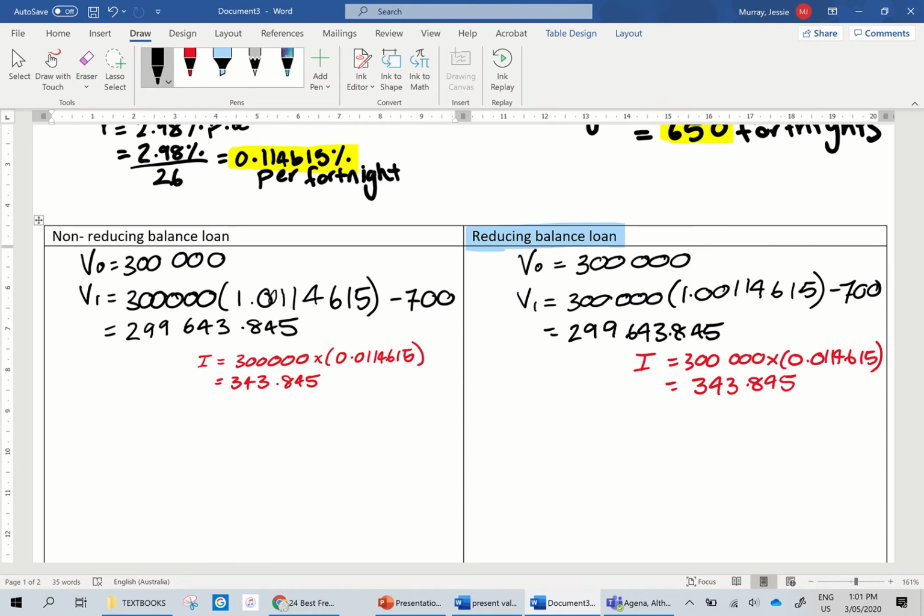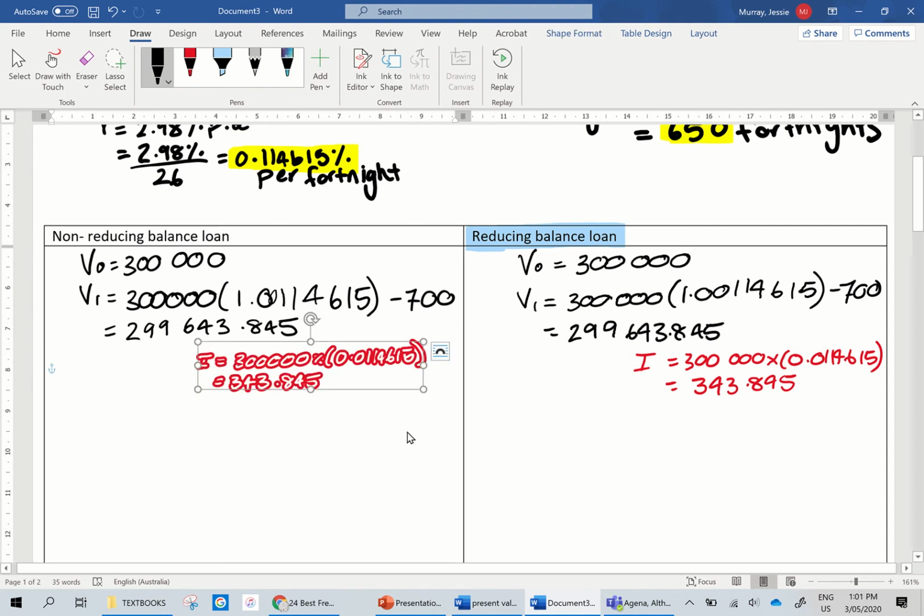What have I done? I said, okay, well, the initial value of this loan is $300,000. And then I've put it into my recurrence relation that we know about. So those formulas. So after the first fortnight, what do I have left owing on this loan? Well, it's the $300,000 times the interest rate. Then take off my repayment. Okay, we've seen that before in the last few lessons.